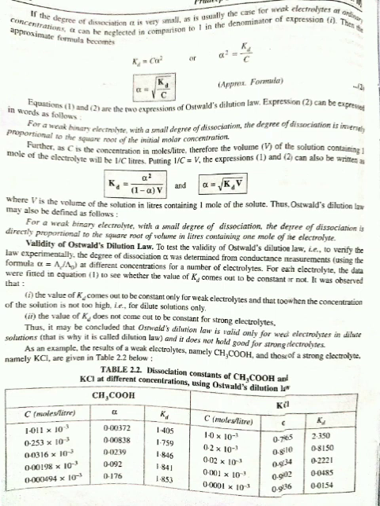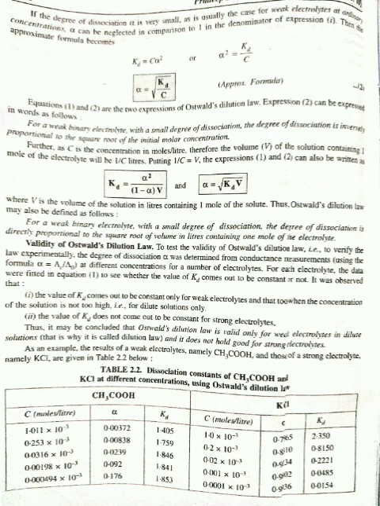Validity of Ostwald's dilution law. To test the validity of Ostwald's dilution law, that is, to verify the law experimentally, the degree of dissociation alpha was determined from conductance measurements using the formula alpha is equal to lambda C upon lambda naught at different concentrations for a number of electrolytes. For each electrolyte, the data were fitted in equation 1 to see whether the value of Kd comes out to be constant or not. It was observed that, first, the value of Kd comes out to be constant only for weak electrolytes, and that too when the concentration of the solution is not too high, that is, for dilute solutions only.